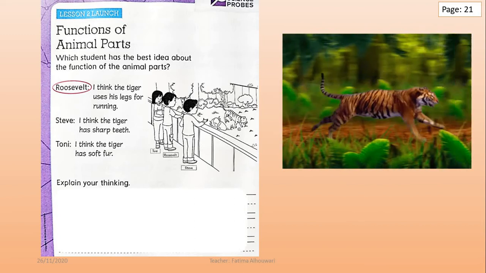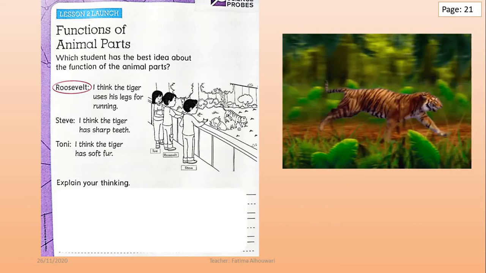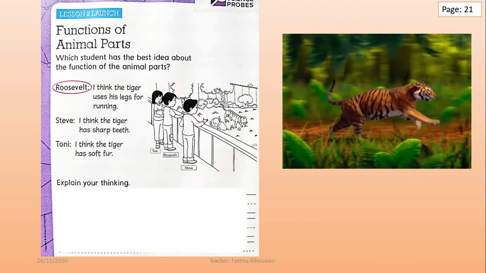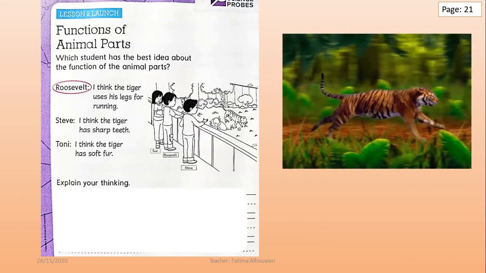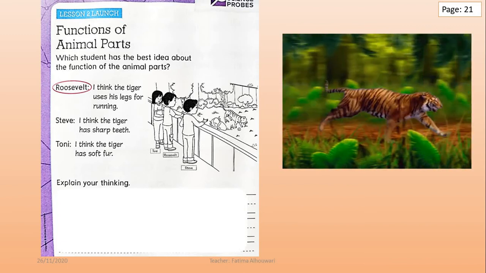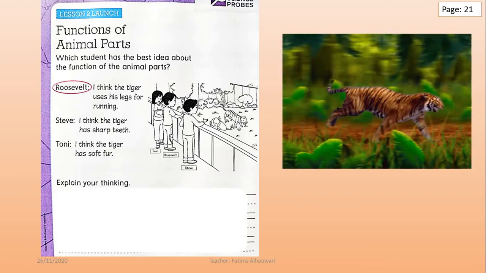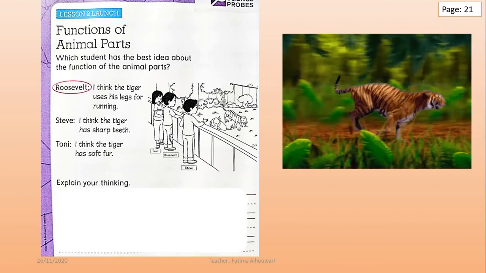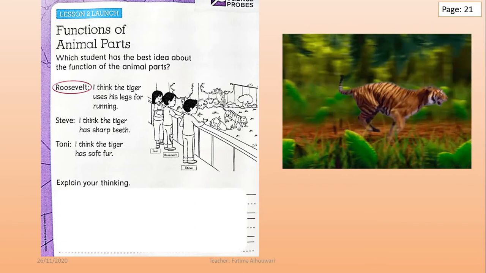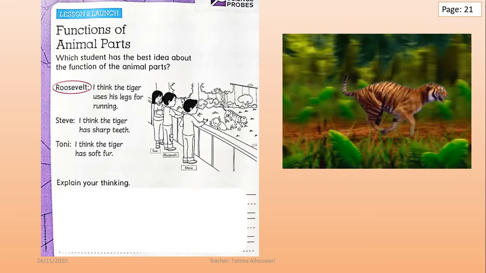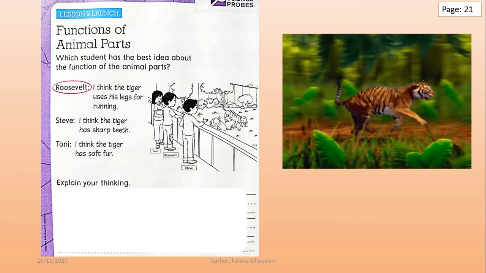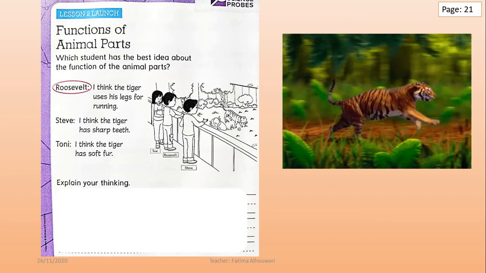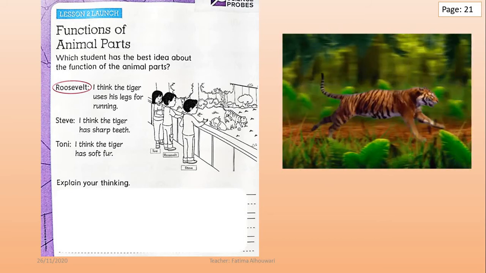This tiger can run and can move because it has strong legs. How many legs does this tiger have? It has 4 legs. Interesting. Now let's solve this question. Which student has the best idea about the function of the animal parts? Let's see Roosevelt. Roosevelt says, I think the tiger uses his legs for running. Is this true or false? Yes, it's true. Excellent, grade one.